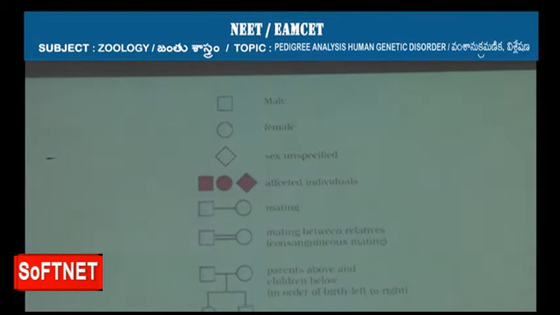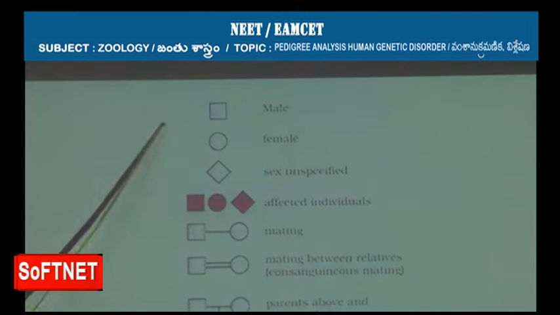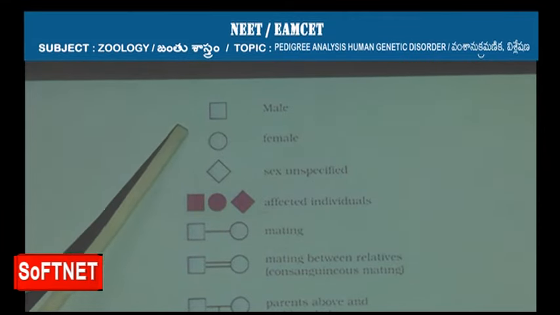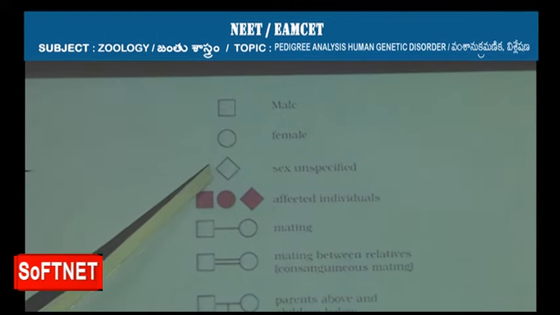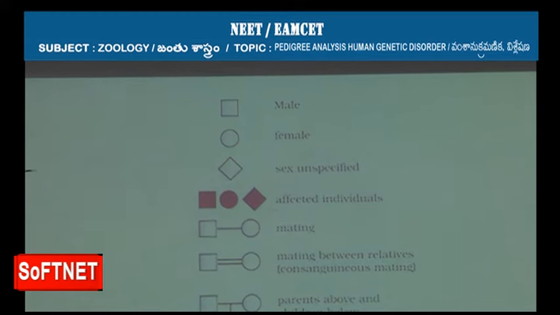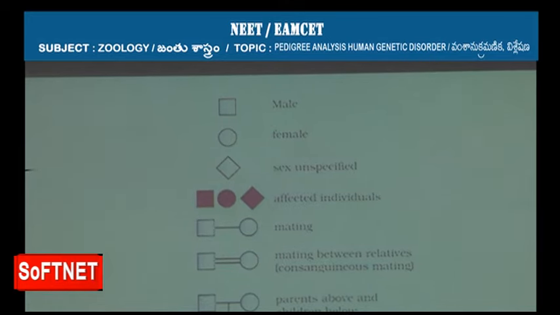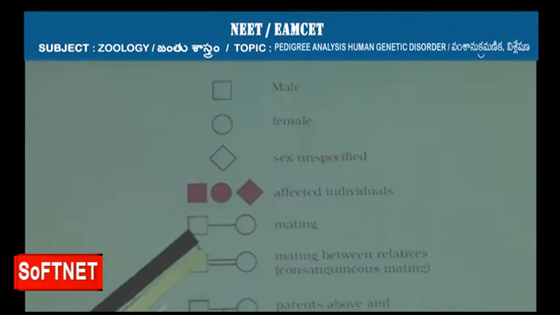Now, coming to the different types of symbols used in pedigree analysis: if it is represented in the form of a square or a box, it is a male, and if it is represented by a circle, it is a female. If the sex is unspecified, it is represented by a diamond-shaped box. Individuals who are not shaded are not affected. If they are shaded and darkened inside the boxes or circles, it means these individuals are affected and are showing that particular trait or disorder.